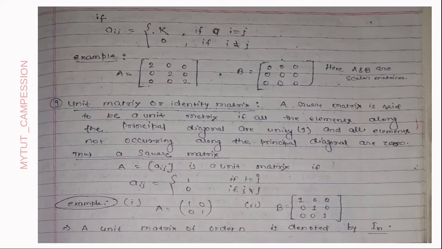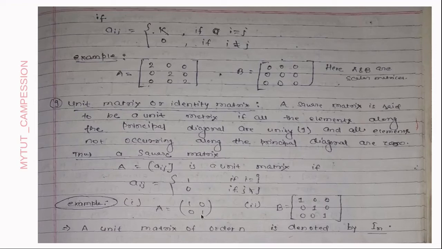A unit matrix. Here the three matrices, diagonal matrix, scalar matrix and unit matrix, are almost the same. First we define the diagonal matrix. If we specialize this condition so that all diagonal elements are equal, then we can say it is a scalar matrix. If the principal diagonal elements are 1, then we can say it is a unit matrix or identity matrix. I hope you are understanding.